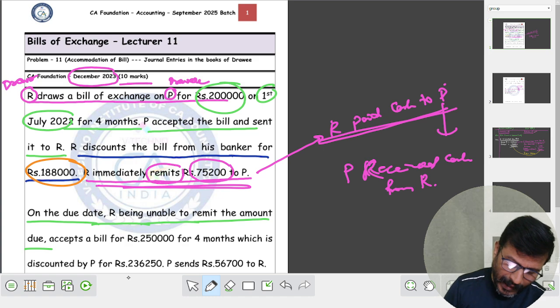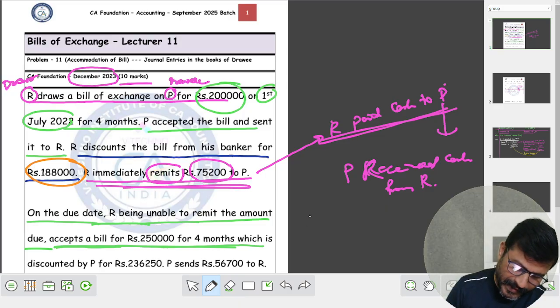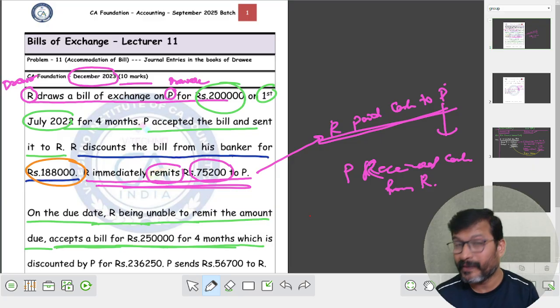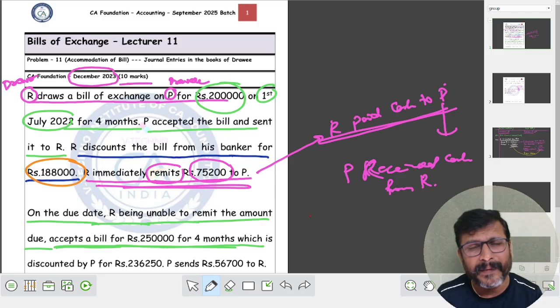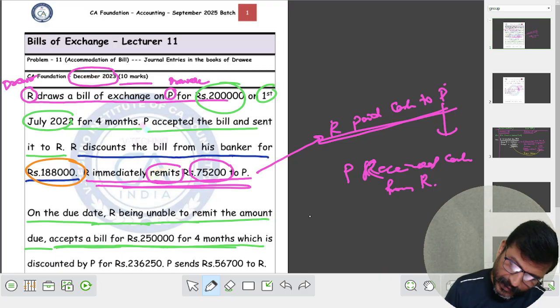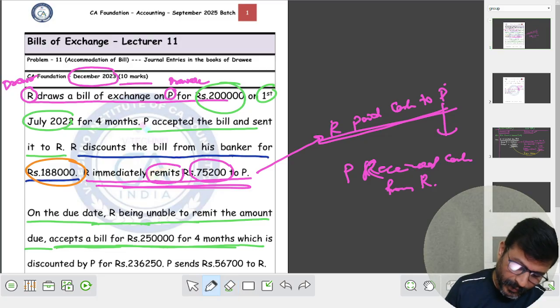R accepts the bill for rupees 2.5 lakh for 4 months. Who accepted a bill? My dear students, who accepted the bill? This bill is drawn by P and accepted by R, because R is unable to pay the amount due to P. So the bill is being accepted by whom?